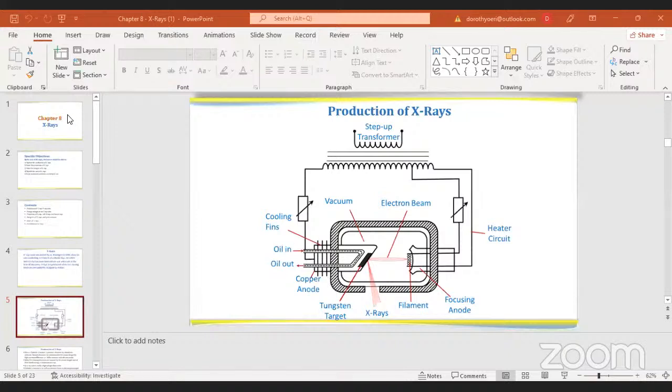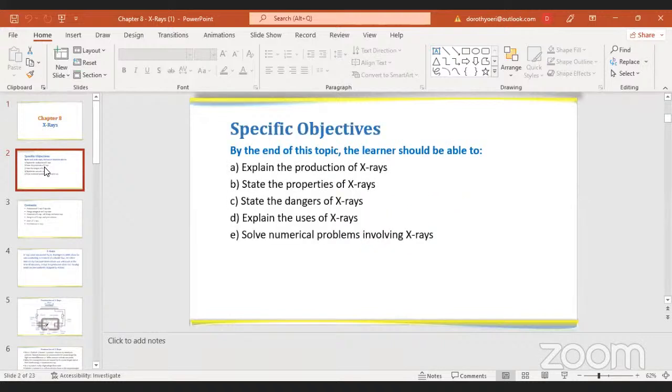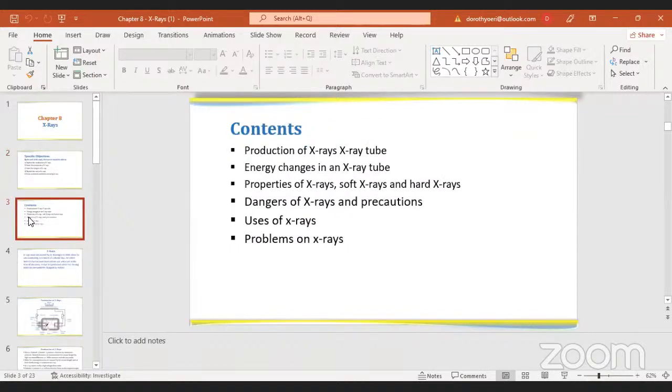Okay. So I was explaining where I started. Let me go back because the topic is X-rays. The objectives are we need to be able to explain production of X-rays, state the properties, the dangers, the uses, and solve a few numerical problems. Content: we're going to look at production of X-rays, energy changes, properties of X-rays, and under properties of X-rays, we also look at soft X-rays and hard X-rays, dangers of X-rays, uses, and a few problems.